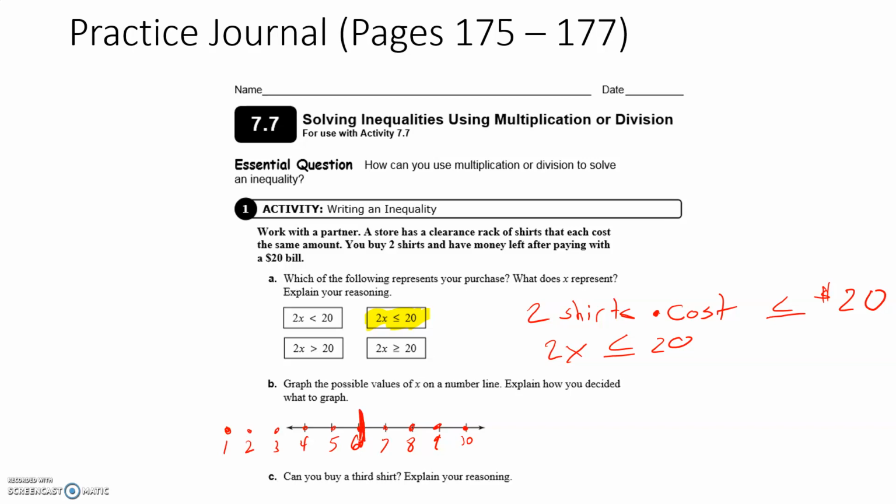So $6 would be the limit. So yes, you can buy 3 shirts if the shirts are no more than $6, but no, you cannot if they are more than $6. All right, so go ahead and resume activity 2 and click on the video and we'll go over the answer.